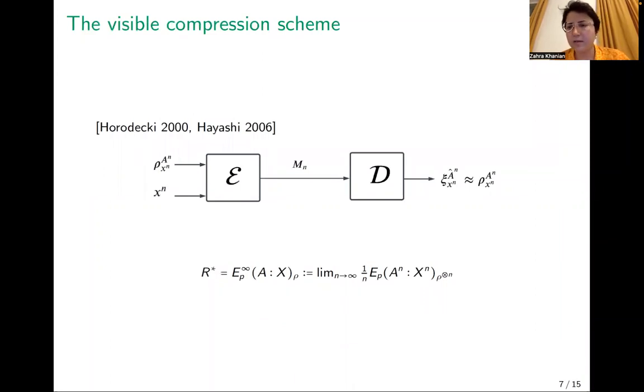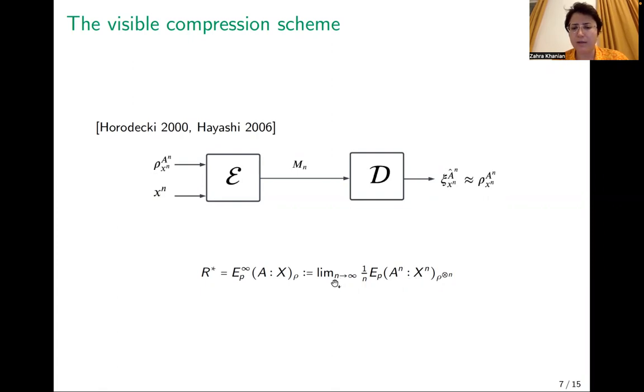For the sake of this talk, I'm going to talk only about the visible compression case because the time is very limited. This is the setup that I'm going to recall in this slide. We have this ensemble of mixed states fed to the encoder, and the indices are being seen by the encoder as well. As I mentioned before, the optimal compression rate is equal to the regularized entanglement of purification. And by regularization, I mean this quantity here.